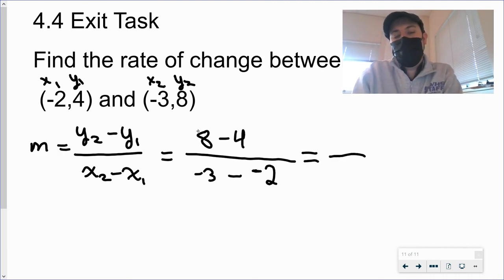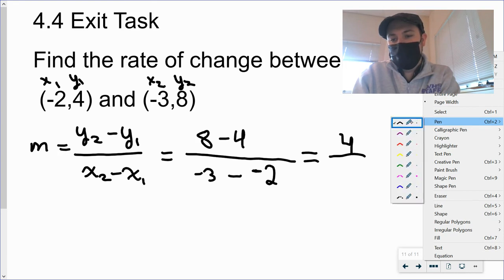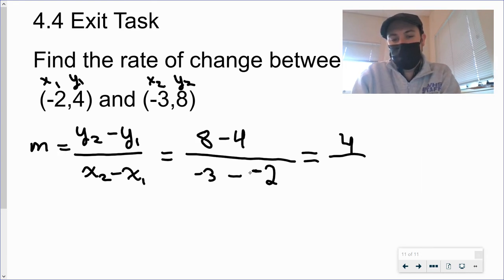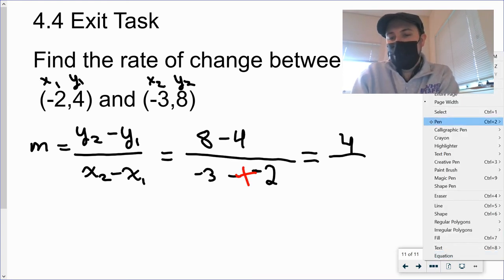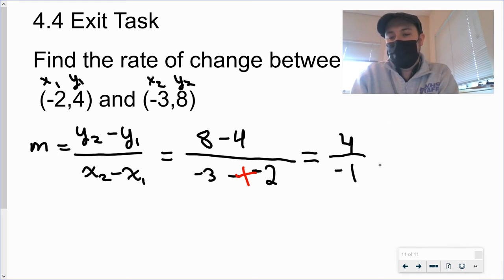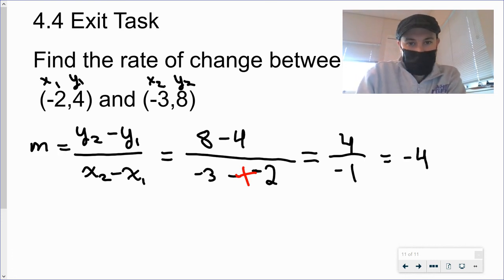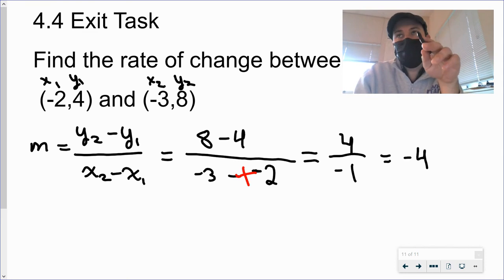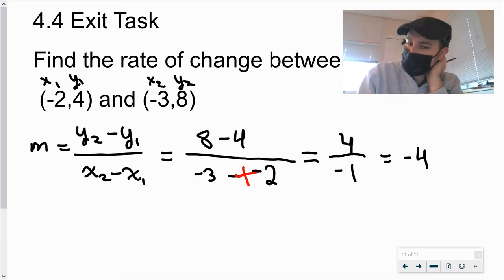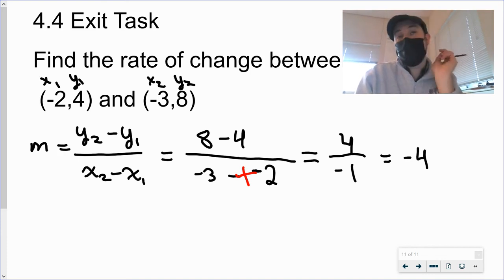The numerator simplifies to 8 minus 4 is 4. And the denominator, well, that's negative 3 minus negative 2. Recall that subtracting a negative, that's like doing the opposite of taking away. When it's minus negative, that's like adding. Negative 3 plus 2 is negative 1. 4 divided by negative 1 is negative 4. So if I were to look at these two points, the slope that goes between them would be down 4 over 1. There you go. That's calculating slope.